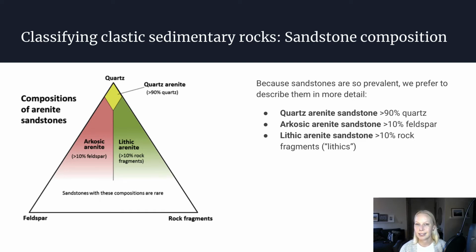A quartz arenite sandstone, for example, is made up of more than 90% quartz. These rock types make up a very small portion of the world's sandstones, but they do exist. There are quartz arenite sandstones out there. But most of the time, your sandstone is going to have other clasts within it. So for example, you might have an arkosic arenite sandstone, and that's a sandstone that has more than 10% feldspar making up that rock. Or you might have a lithic arenite sandstone, which is more than 10% rock fragments. Remember, lithic refers to fragments of pre-existing rock.